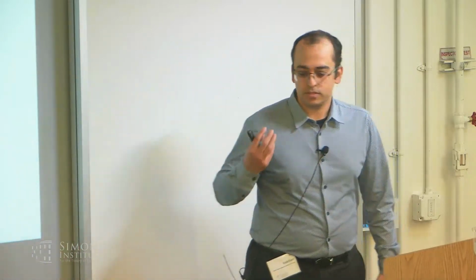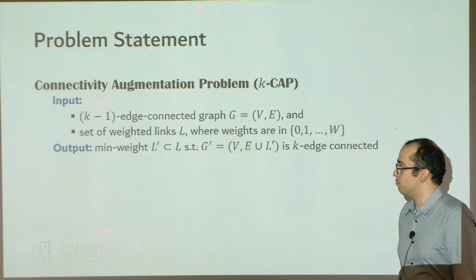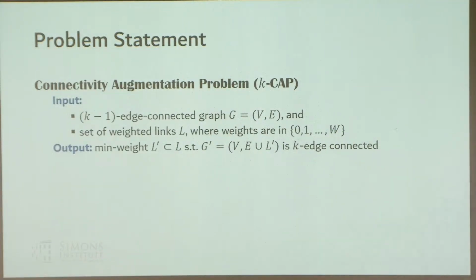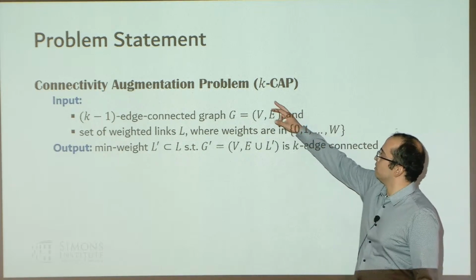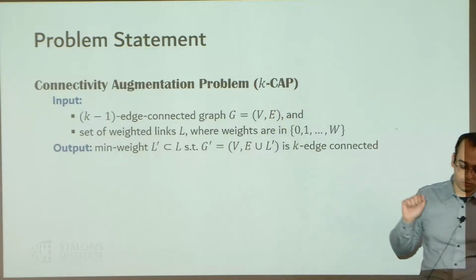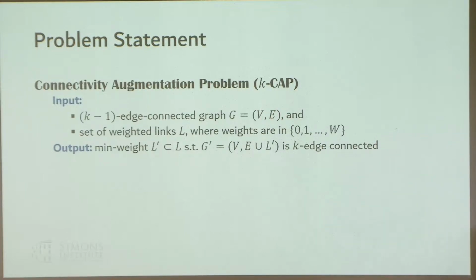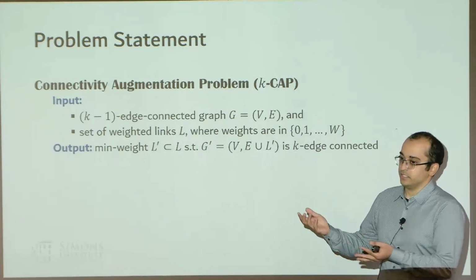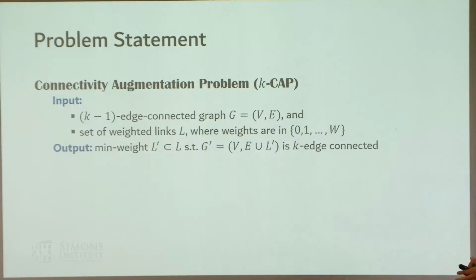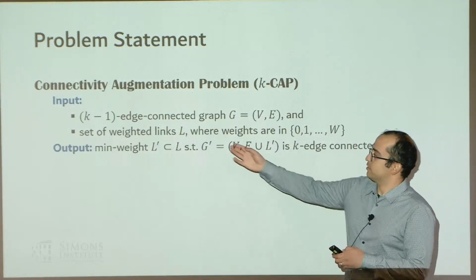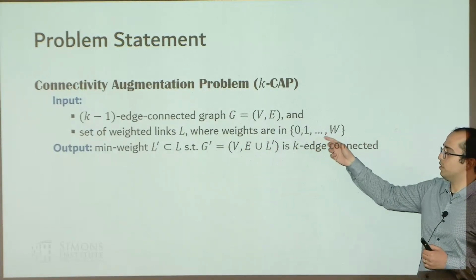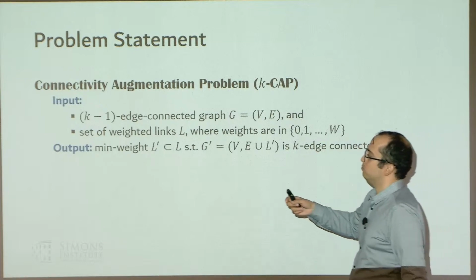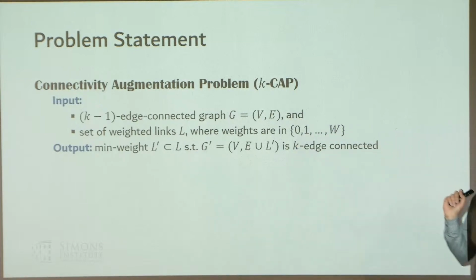Okay, first let's see what the connectivity augmentation problem is. As its name suggests, we would like to increase the connectivity of a given graph by 1. More formally, we call it the K connectivity augmentation problem, or K-CAP. We are given a K minus 1 edge-connected graph G. Then we receive a set of weighted links. These are basically the extra edges that we can use to increase the connectivity, and these links have weights from the set 0, 1 up to W. The goal is to find the minimum weight subset of them such that if we add them to the original graph, it becomes K edge connected.